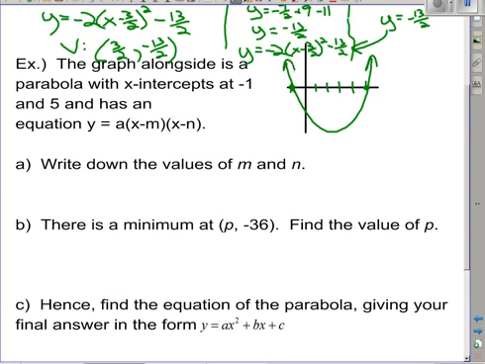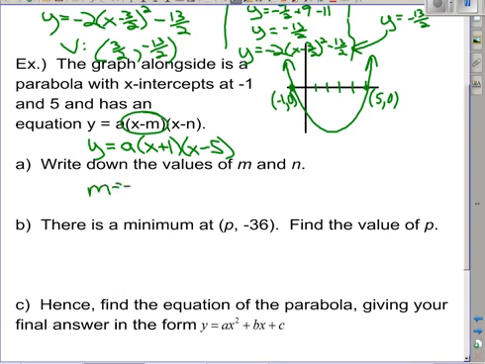Okay. So you know that that should look like y equals whatever a is, times... At negative 1, 0, our graph is cutting the x-axis. So the version of the equation should be x plus 1, x minus 5. For me, it really helps to write it that way before I go talking about what m and n are. So if I have an x plus 1, I must have subtracted off a negative 1. M would be negative 1. And for the n, I've subtracted off a 5.